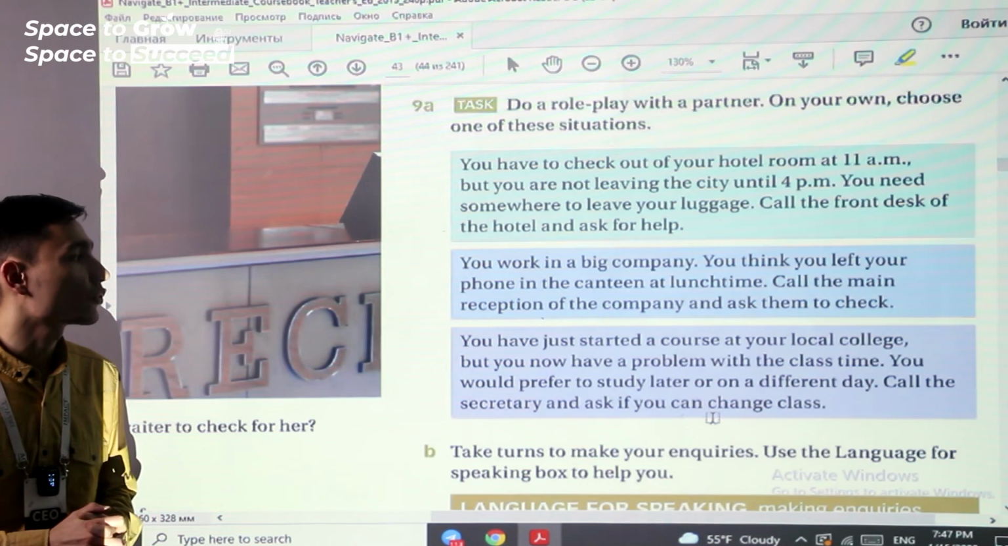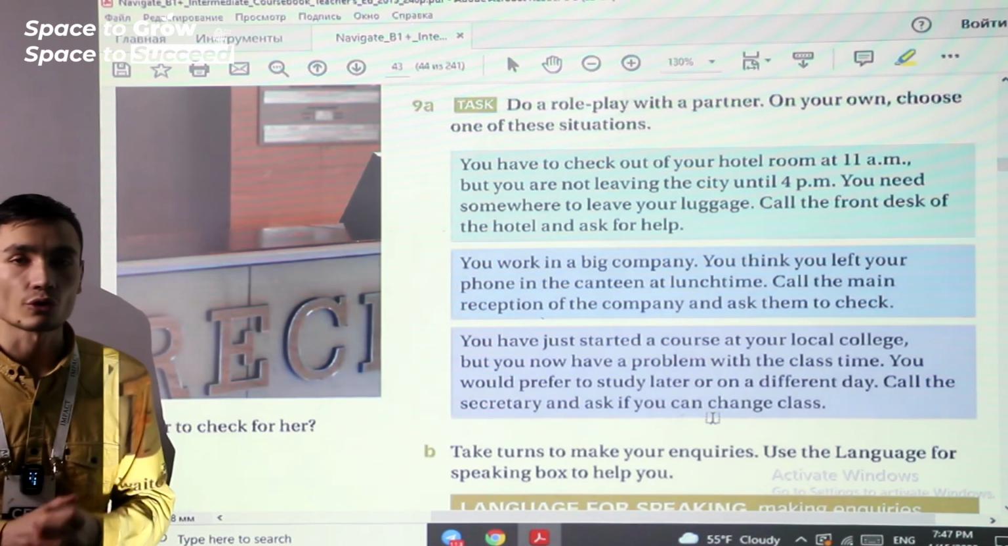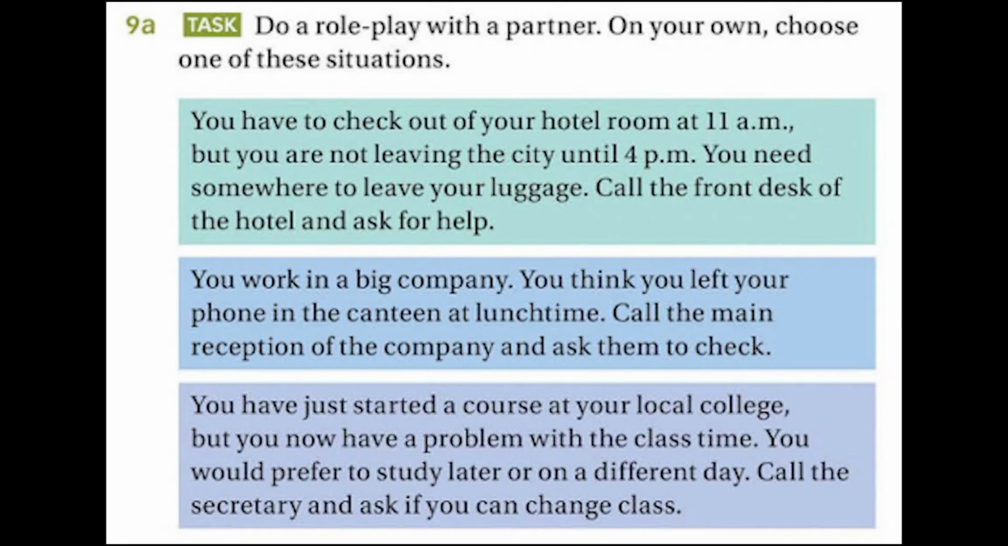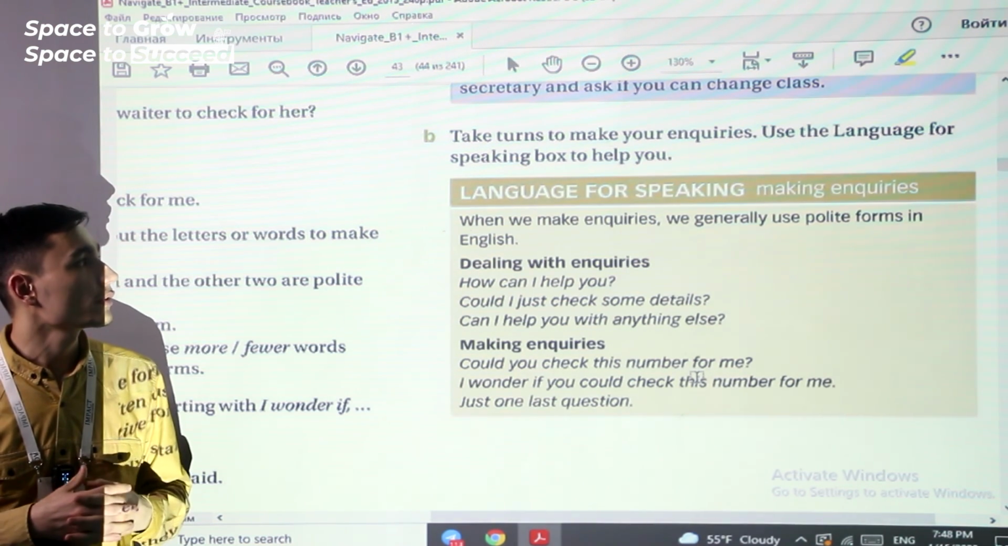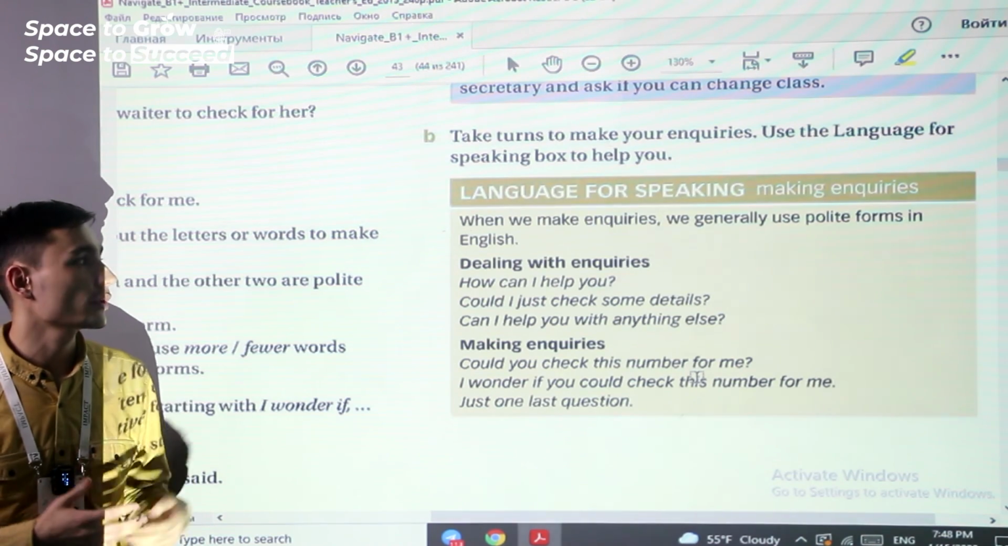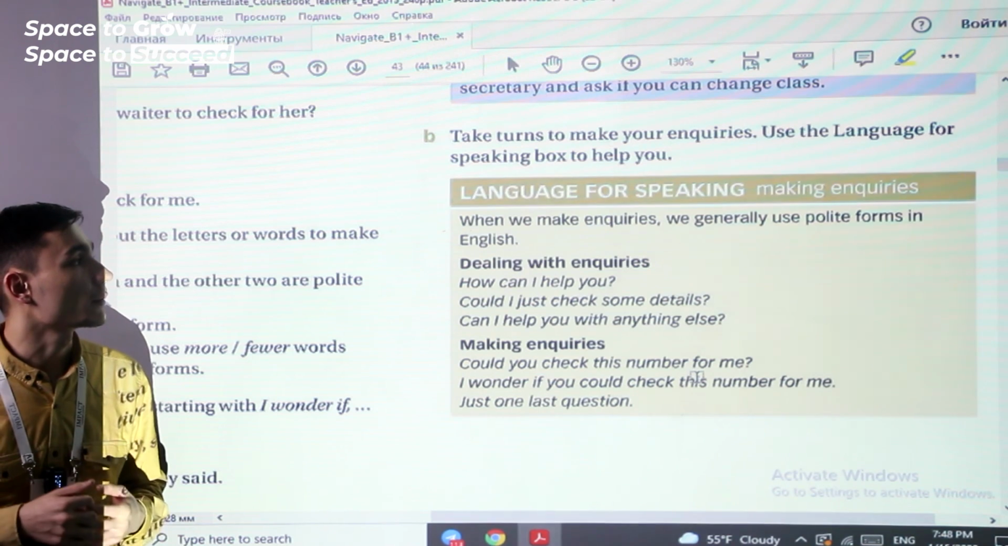You have just started a course at your local college, but you have a problem with the class time. You would prefer to study later or on a different day. Call the secretary and ask if you can change class. Pause the video and try to do this exercise on your own in a written form. Exercise 9B, take turns to make your inquiries. Use the language for speaking box to help you. Pause the video, and using the language for speaking box, ask questions or make inquiries.